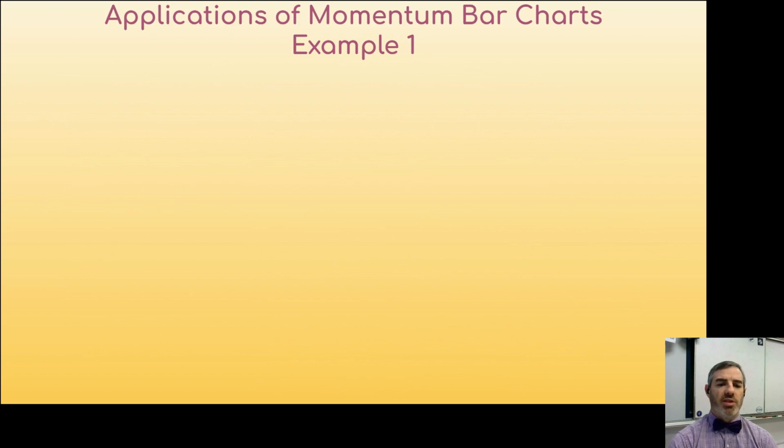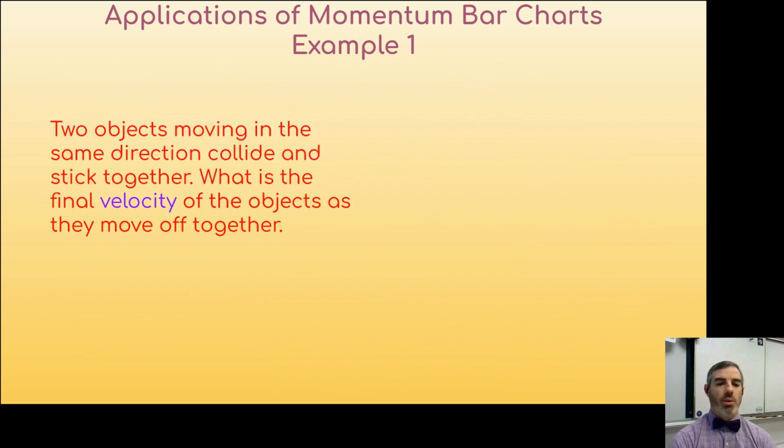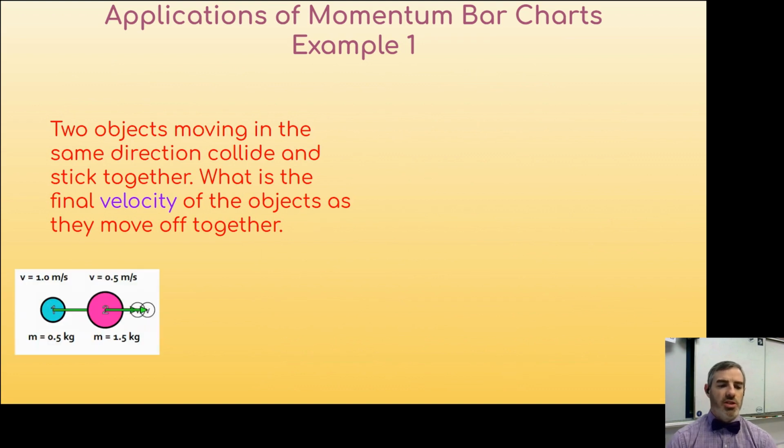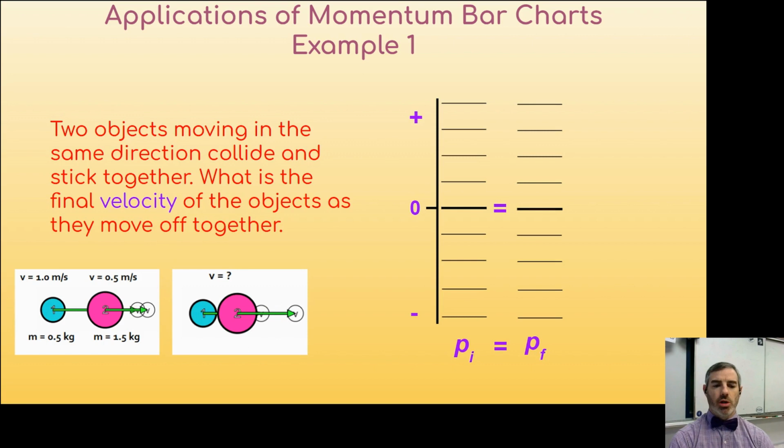If we have two objects moving in the same direction that collide and stick together, we want to find the velocity of those two objects as they move off together. Here's the situation: we have sphere 1 and sphere 2, with the masses and velocities of each, both moving in the same direction, and then they stick together after they collide and move off as one object. To draw our momentum bar chart, we know sphere 1 has a momentum in the positive direction, and sphere 2 does as well. So spheres 1 and 2 have a combined momentum of 3 in terms of height.